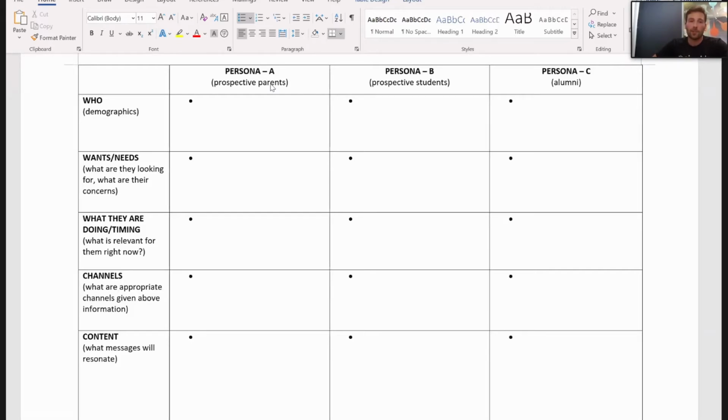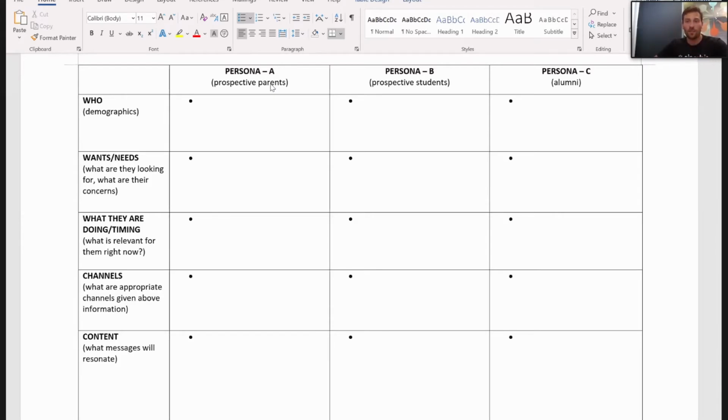So making sure you've got an idea of what you're going to be presenting to parents and what you're going to be presenting to students, because at the end of the day, while they're generally aligned, they're actually going to want different things. And it's really important to be able to differentiate that.